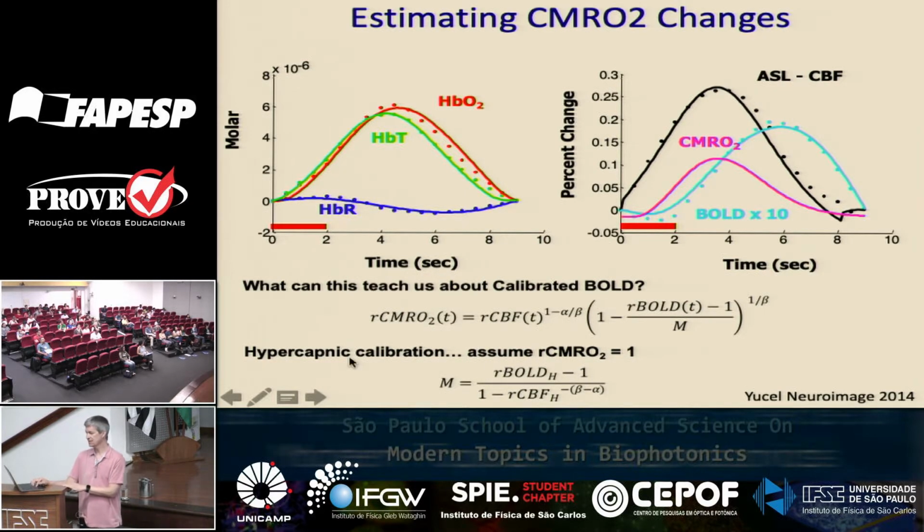To calibrate this, they usually do a hypercapnic experiment, so they have their subject breathe CO2, and that CO2 will cause blood volume to increase without changing oxygen consumption. So there will be no change in oxygen consumption, but it's going to produce a change in blood flow. It's going to produce a change in BOLD. And so then we could solve for M, right? And so solving for M, we make those measurements of BOLD and blood flow changes, easy enough.